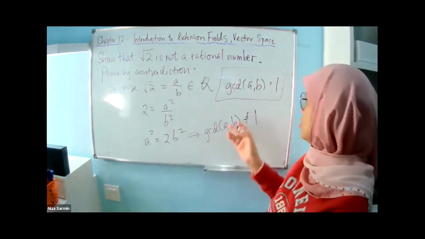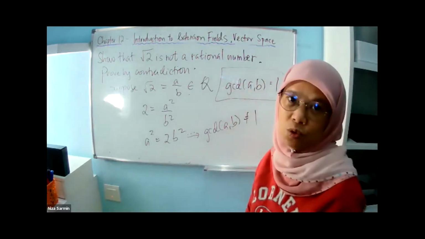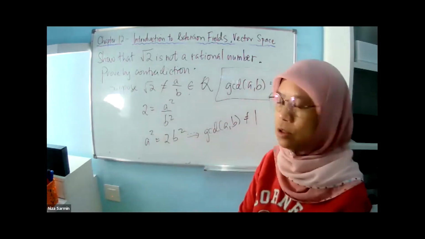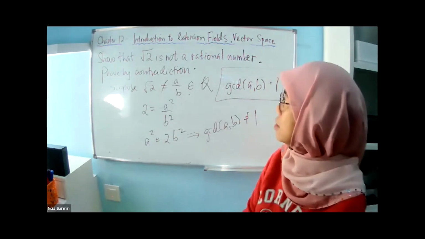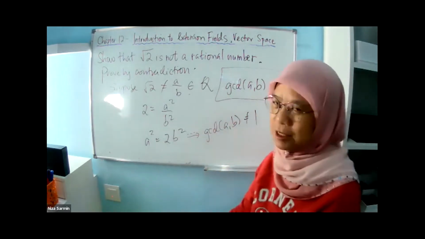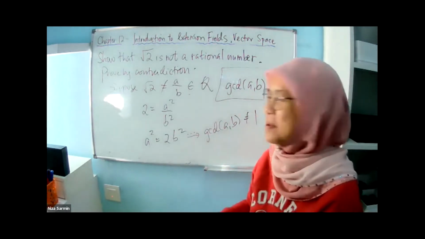So when the GCD is 2, this is not true anymore. So this is not equal to a over b. So square root 2 is not a rational number. I erase the whole problem.